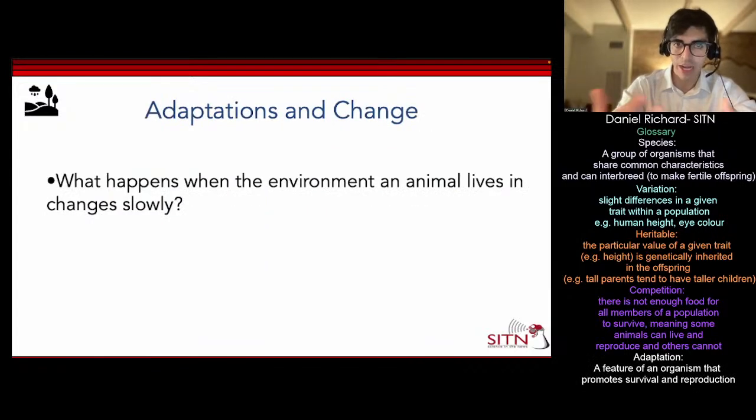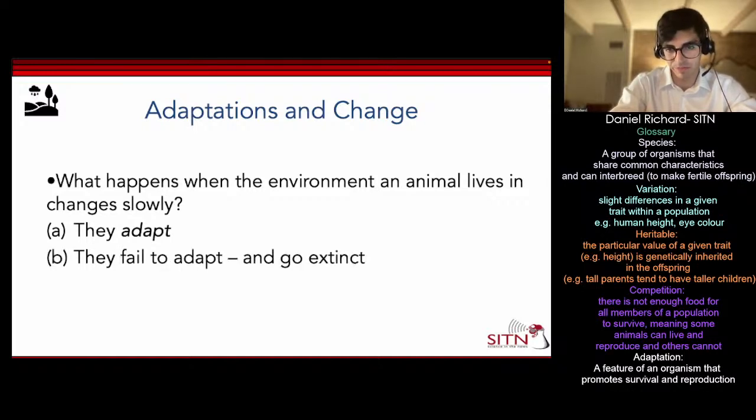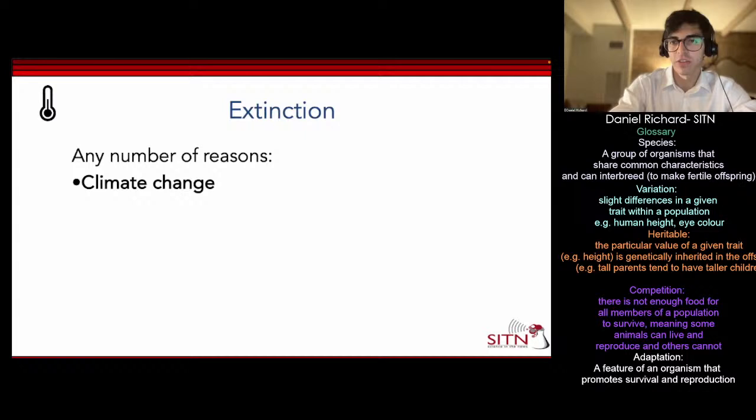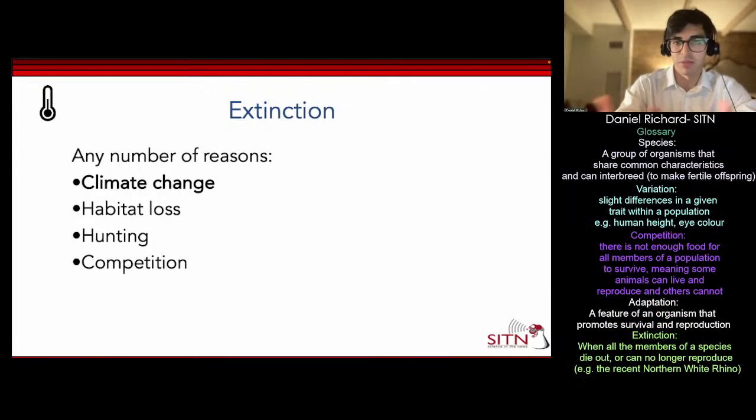What happens when the environment an animal lives in changes slowly? Two things can happen. They can either adapt, for example in the case of the polar bear, or they fail to adapt and can go extinct. I need to define what extinction is: extinction is when all the members of a species die out and can no longer reproduce. Extinction can happen for any number of reasons. The one we'll be focusing on is climate change, but as I'll talk about in the last section, human activities, habitat loss, hunting, and competition between species can all contribute to a species dying out.